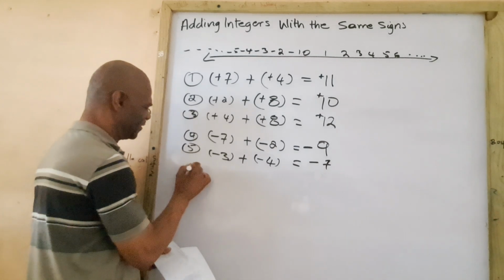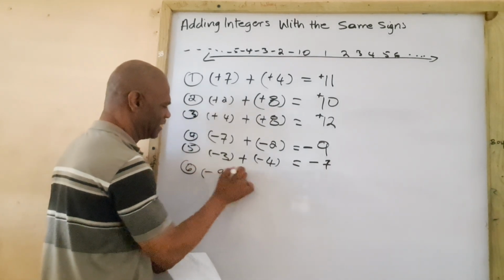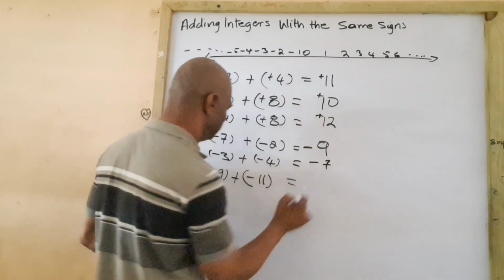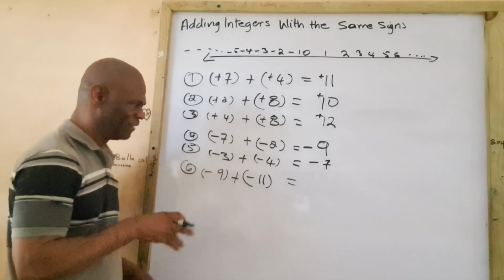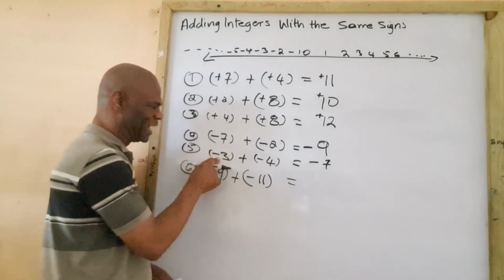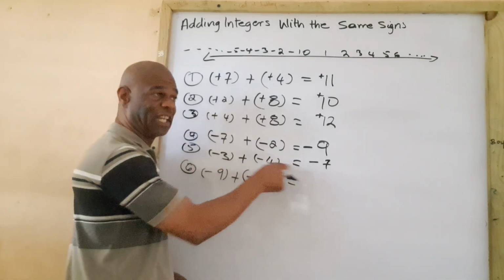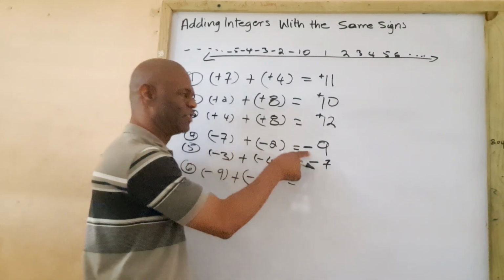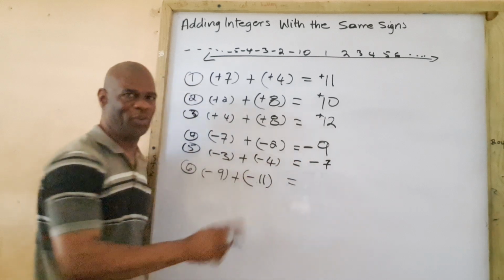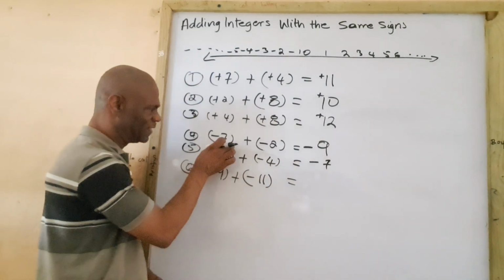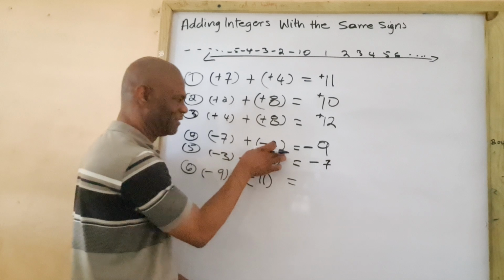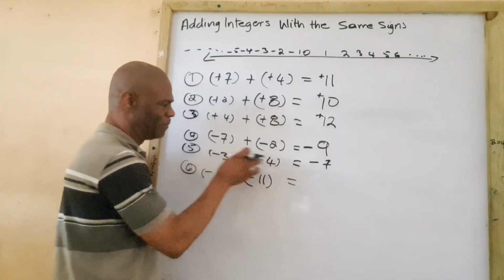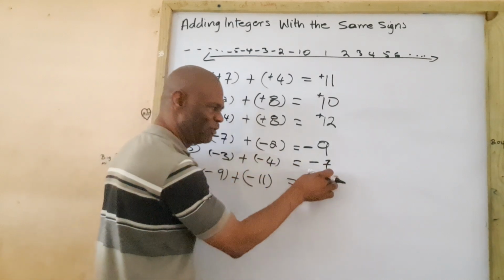So we have negative 9 plus negative 11. Right? Now, notice what we have done. So it means that we have negative 3 plus negative 4, and that gives us negative 7. Negative 7 plus negative 2, that gives us negative 9. See the sequence? So a negative number plus a negative number gives us a negative result.